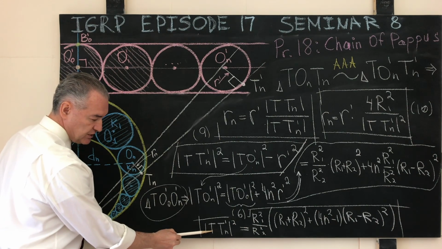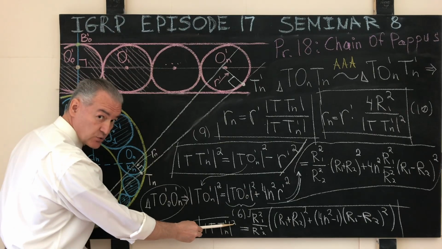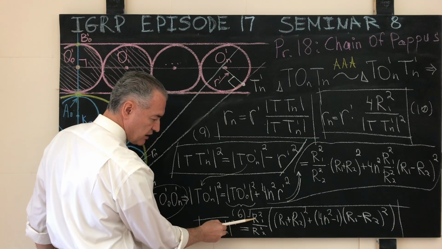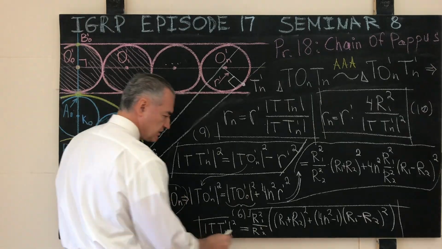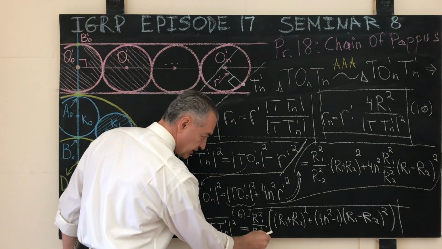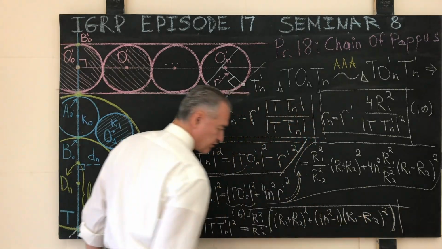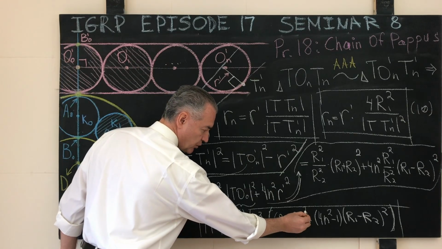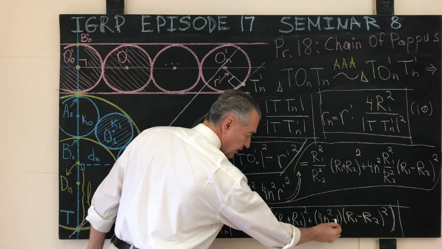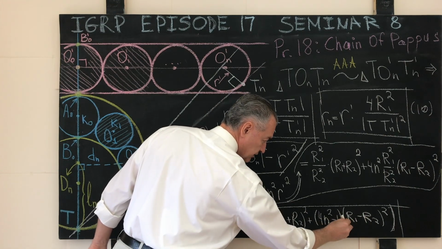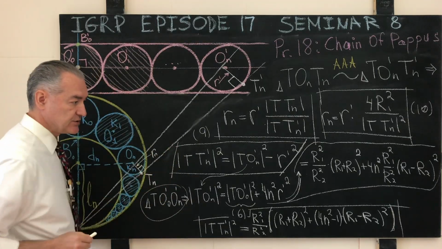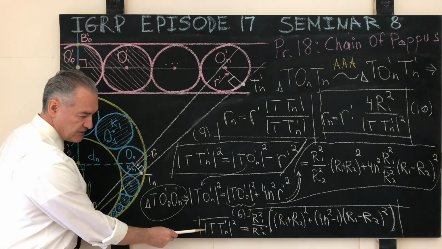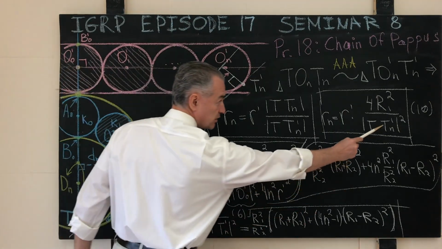The square of the distance from the point T to the point T prime n is represented by the square of the ratio of the radii r1 and r2 multiplied by, remember, this parenthesis right here terminates with this parenthesis, is balanced with this parenthesis. So inside we have the sum of the radii r1 and r2 squared plus 4n squared minus 1 times the square of the difference of the radii r1 and r2. And once we have the square of this distance, we will simply plug it in over here.